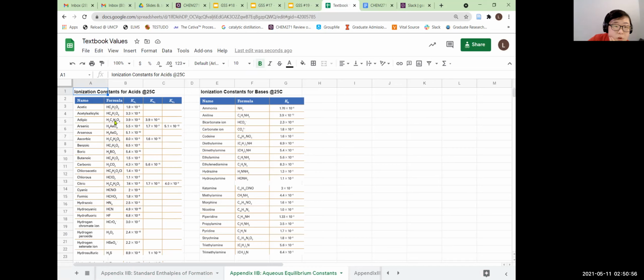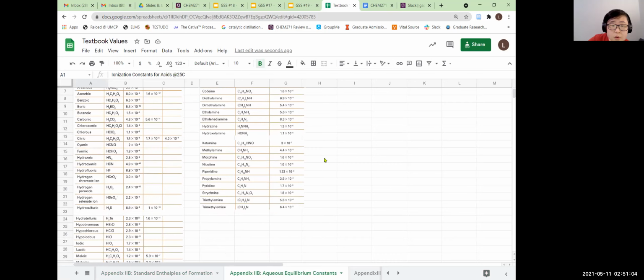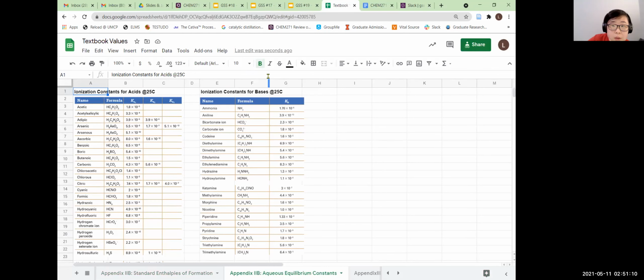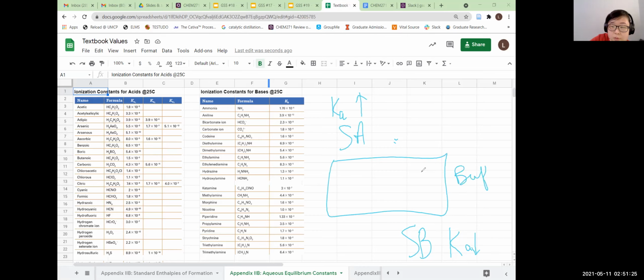So there are always strong acids and strong bases. Strong acids have very big Ka values, and strong bases have very strong Kb values. If Ka is really, really high, that's a strong acid, and if Ka is very, very low, that's a strong base. Anywhere in the middle is where you can get buffers, because they're not strong bases and not strong acids. So this is where you get weak acids, weak bases, or moderate ones, and that's where your buffers lie.